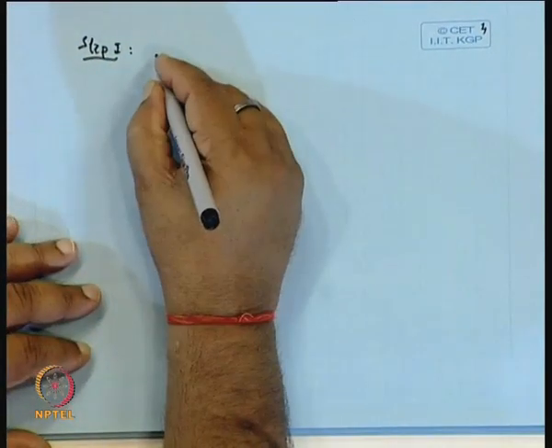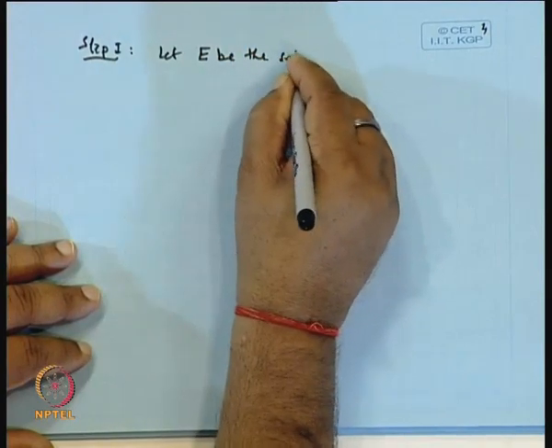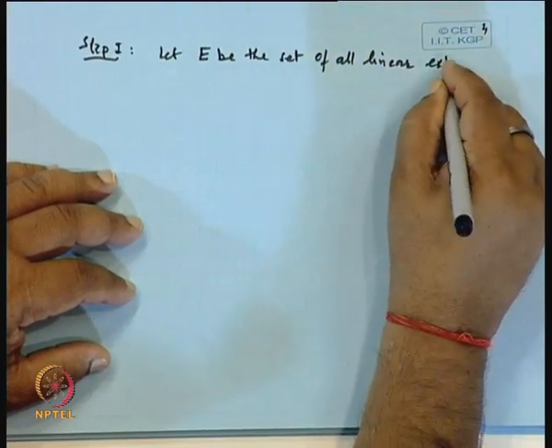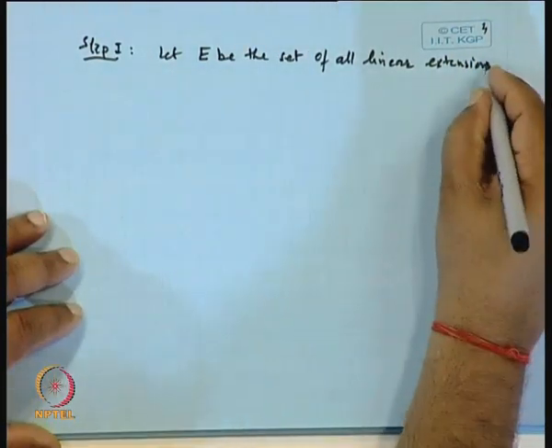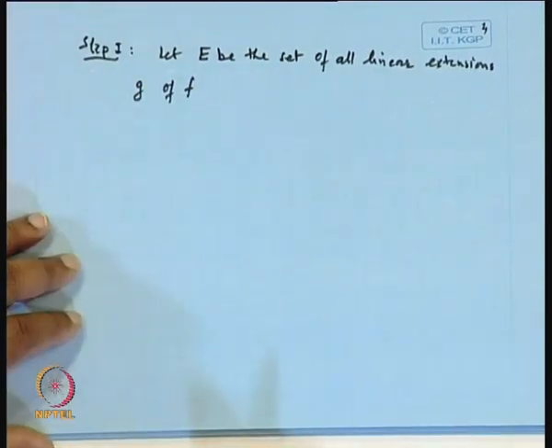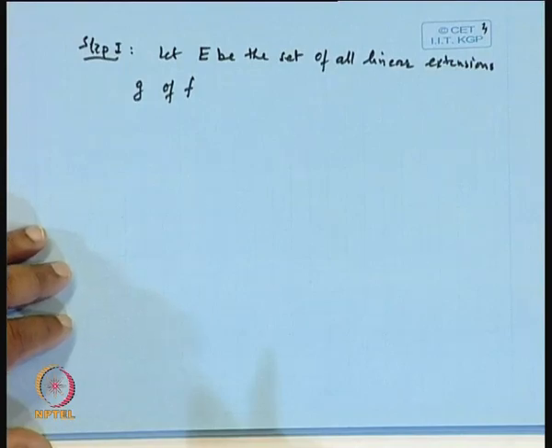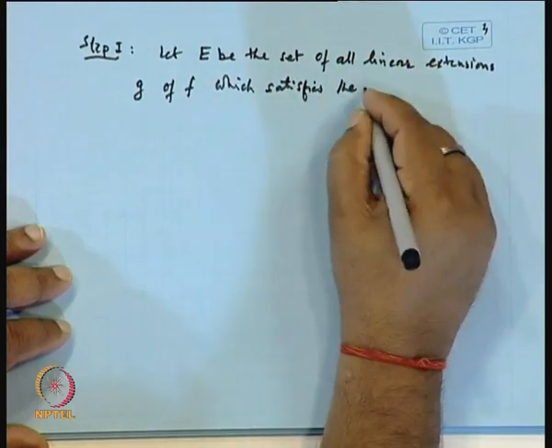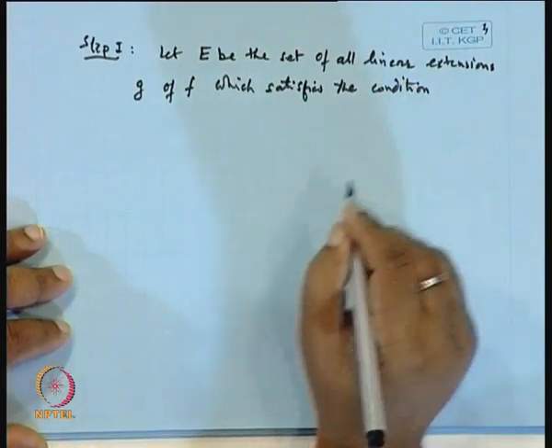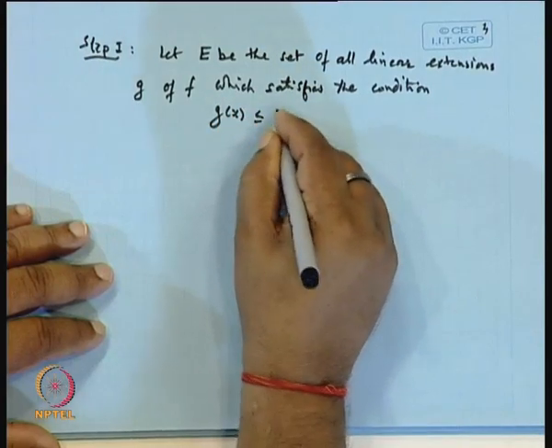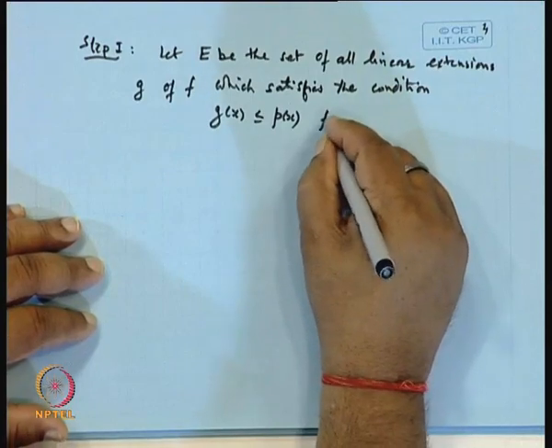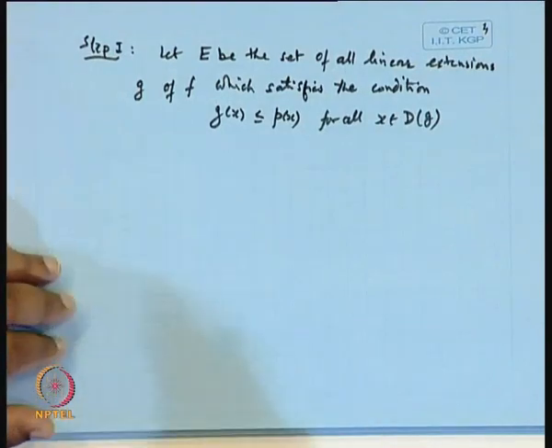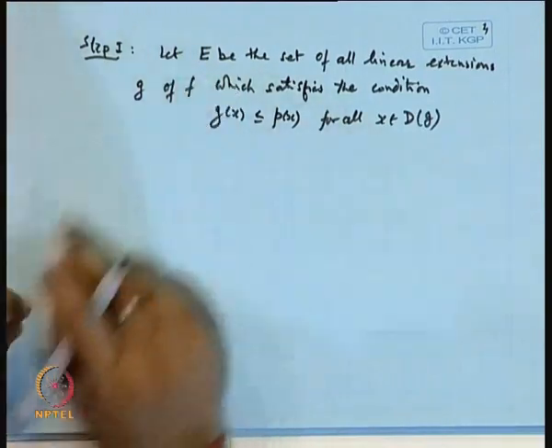So, let us see the proof of step 1. Suppose E is the set of all linear extensions G of F, where F is already given as a linear functional defined on Z, which satisfy the condition G(x) is less than or equal to P(x) for all x belonging to the domain of G. Okay? Now, this E is clearly a non-empty set.